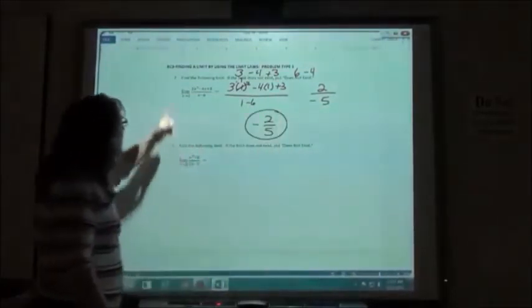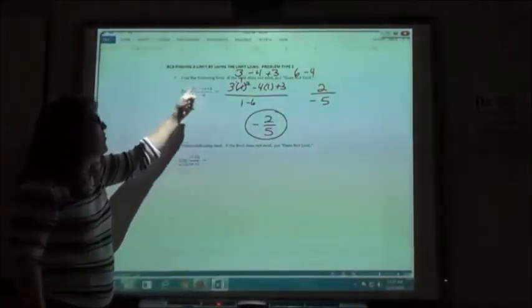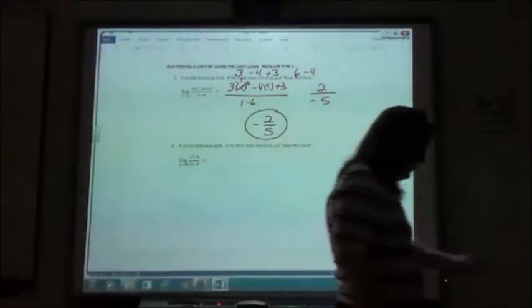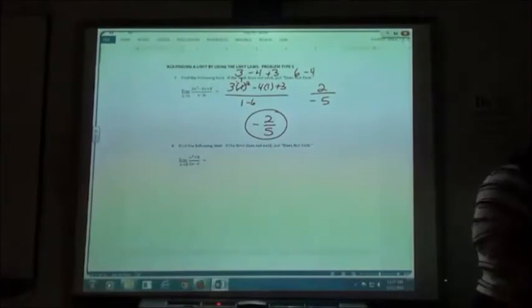So my limit as x approaches 1 of this function is going to be negative 2/5.